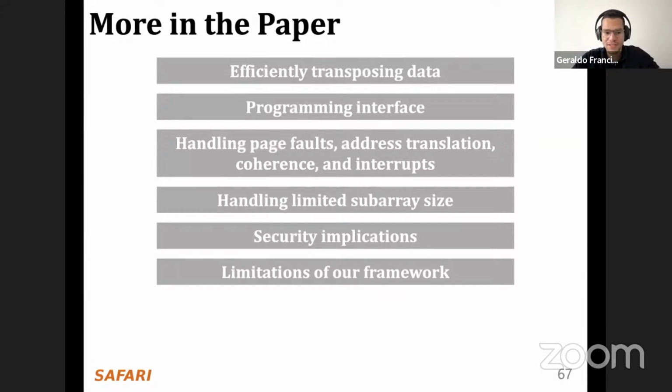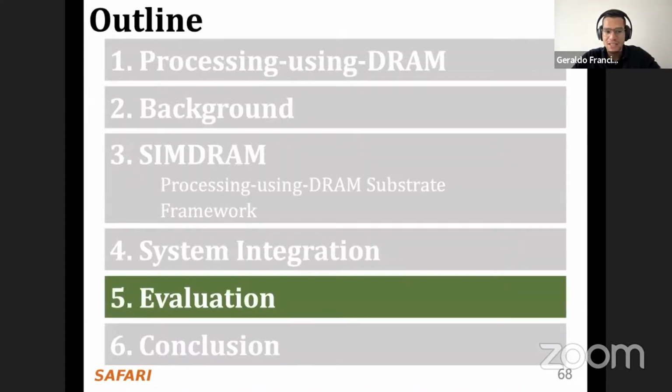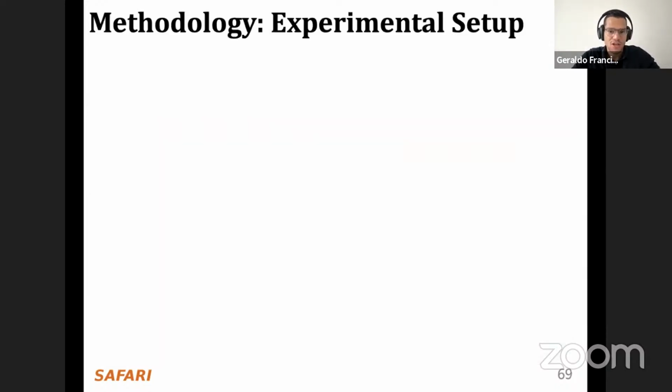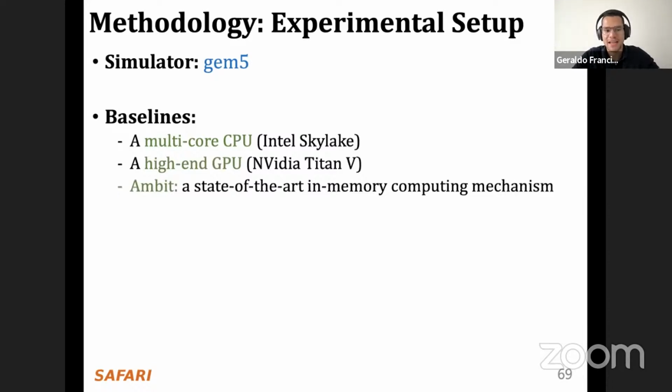For all of the other things that we have in the paper, we invite you to check our paper. So finally, I'm going to briefly talk about our evaluations. I'm going to skim through it a little bit because I guess we have another talk. For our methodology setup, we use the gem5 simulator, and we have 3 different baselines. A high-end CPU, a high-end GPU, and also we compare it against Ambit, using also a vertical data layout, but only using AND and OR operations, not majority.